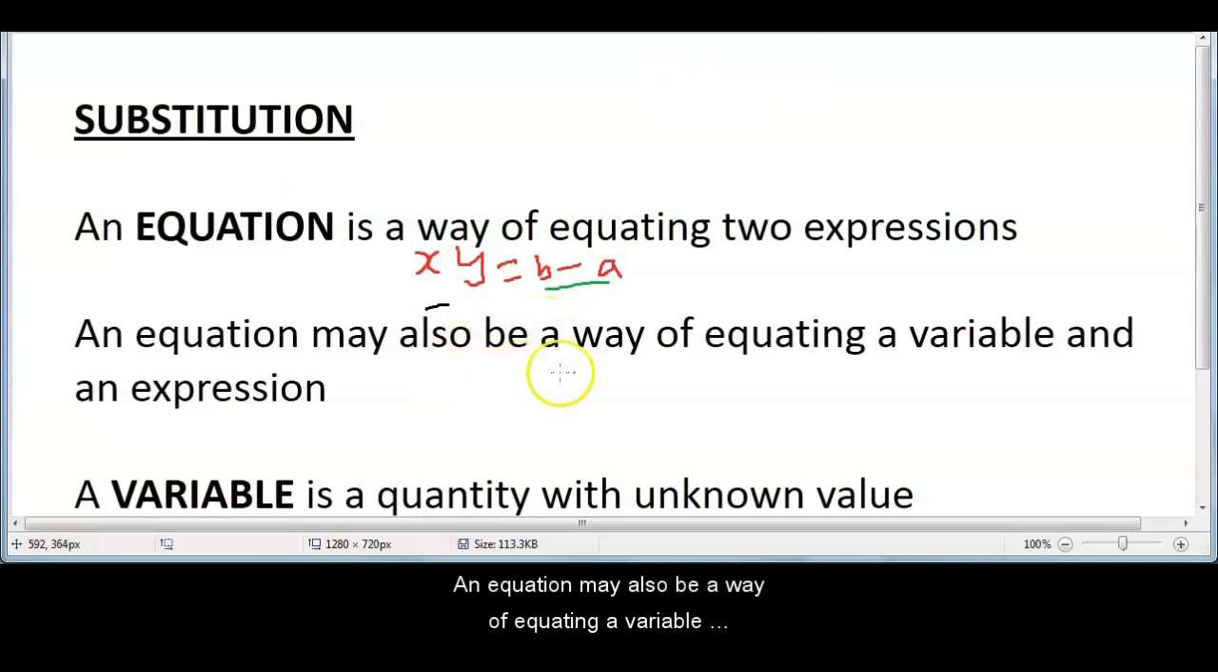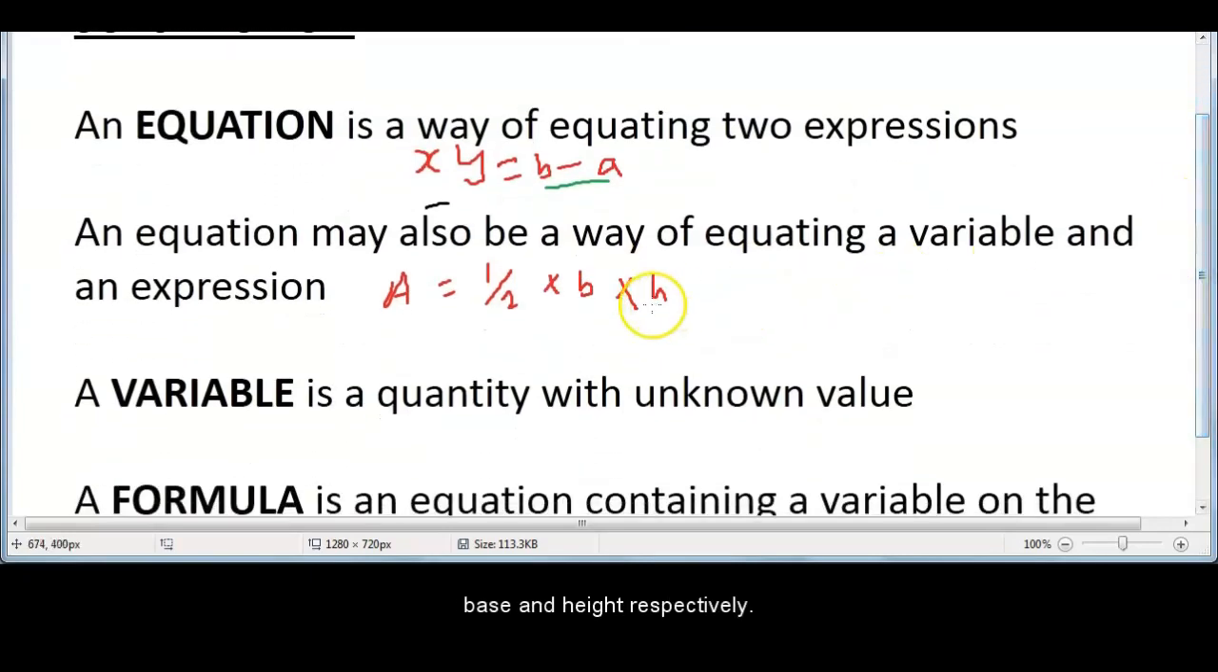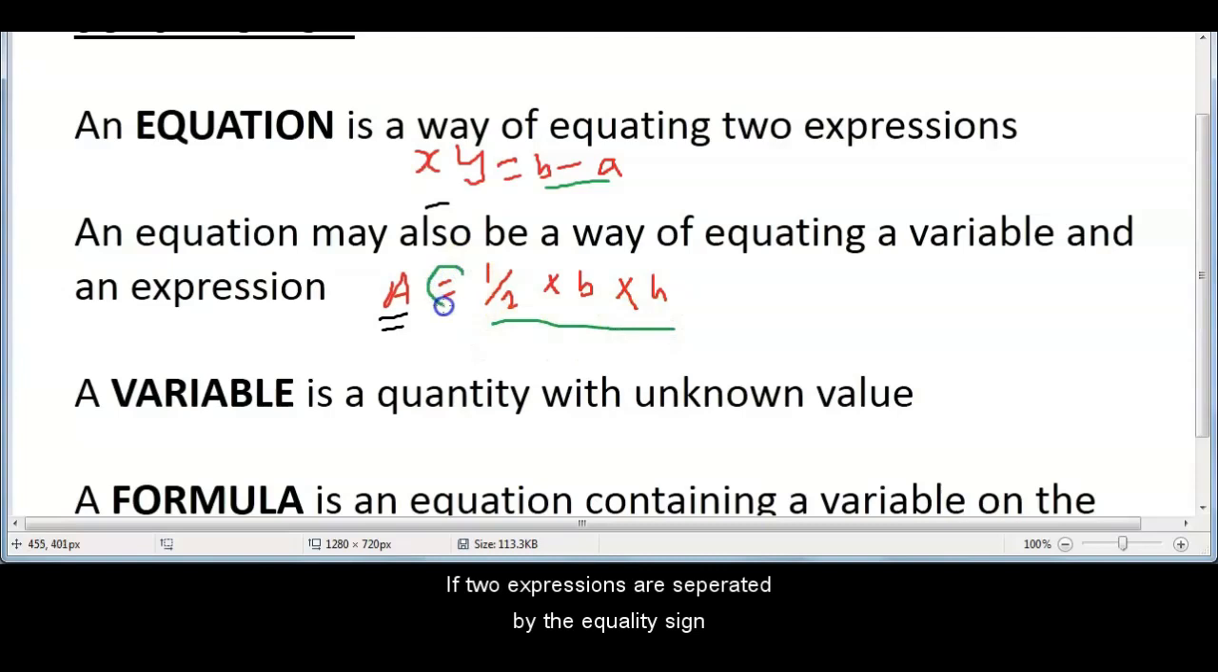An equation may also be a way of equating a variable and an expression. Example: a is equals to half times b times h, where b and h stand for base and height respectively, and where a is the variable on one side of the formula or equation, and the half times b times h is an expression on the other side. The two expressions are separated by the equality sign.